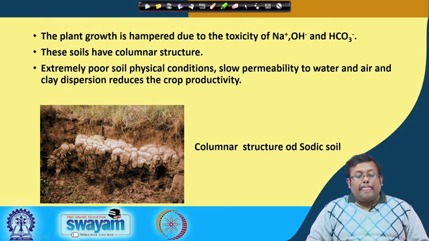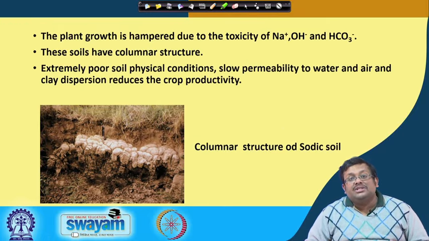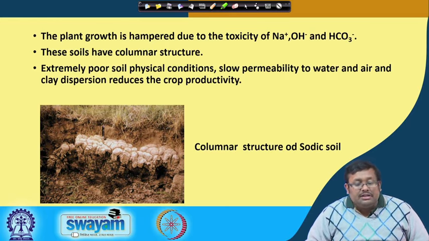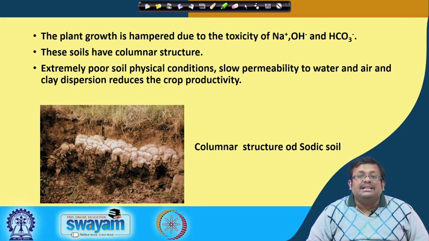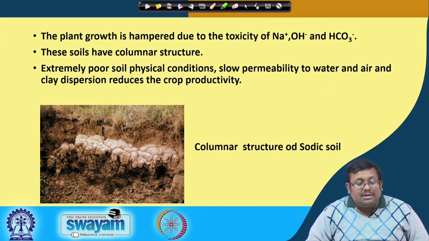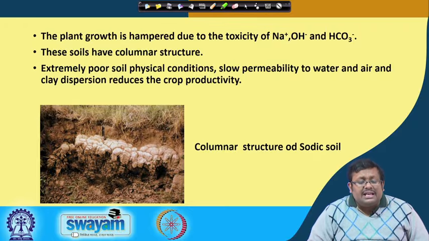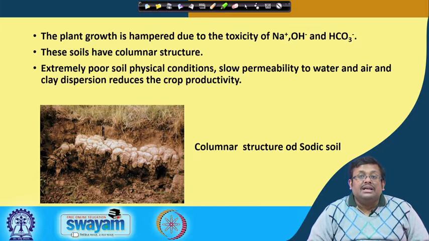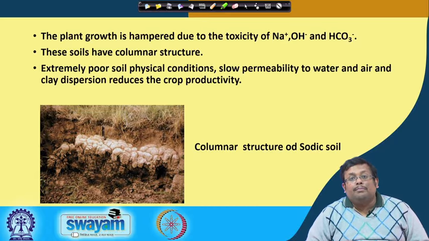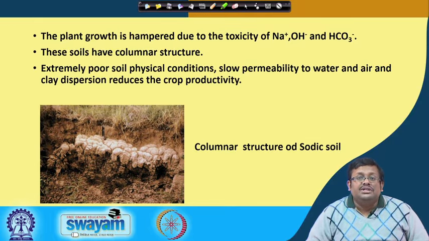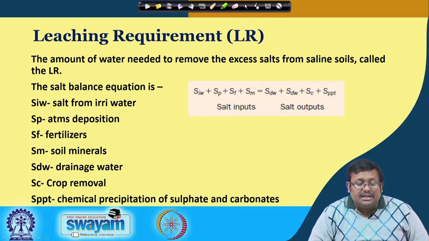Plant growth is also hampered due to the toxicity of sodium, hydroxyl and bicarbonate. Obviously, this is another reason. These soils basically have columnar structure. We have learned about the columnar structure. These alkali soils will show you the columnar structure, as you can see in this picture, and they have extremely poor soil physical condition, slow permeability to water and air, and clay dispersion reduces crop productivity. So these are some features of soil alkalinity or alkali soil.